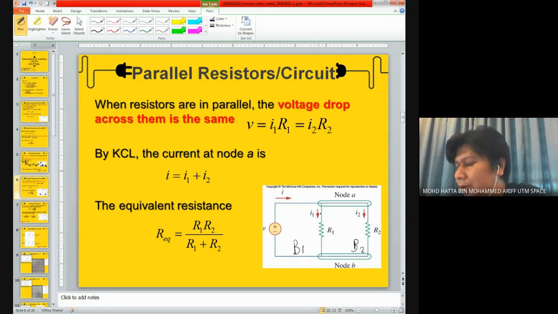What I'm going to tell you is that this current plus this current should be equal to this current, where this is I in, and these two should be I out. And the node that we focus on, or we consider, is at this point.